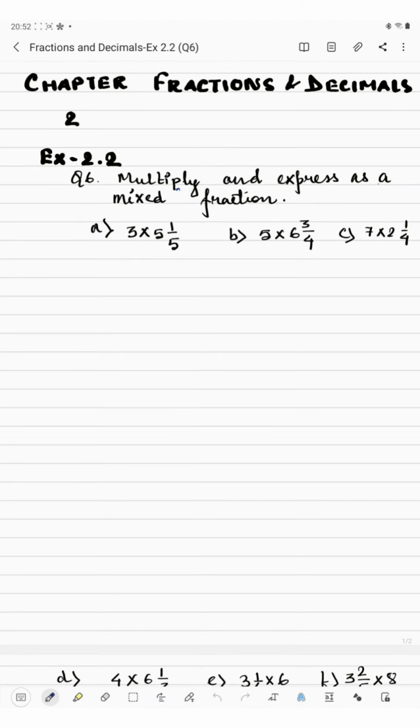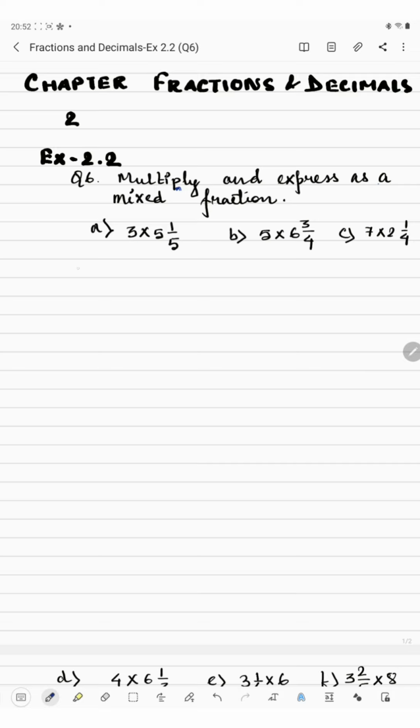Hello students, today I'll be starting with question number 6 of exercise 2.2. Now in this question we have to multiply and express as a mixed fraction. So here we will have to multiply the numbers and then the result will be expressed as a mixed fraction.